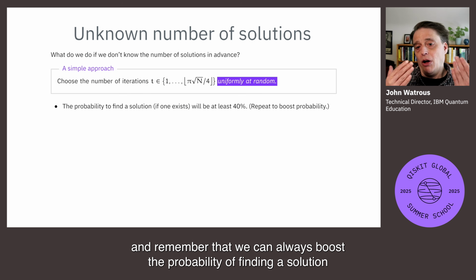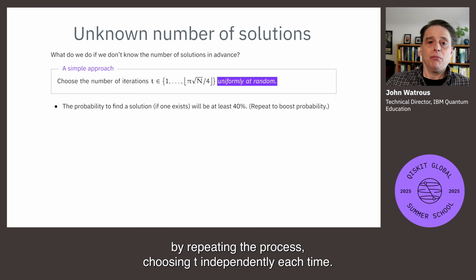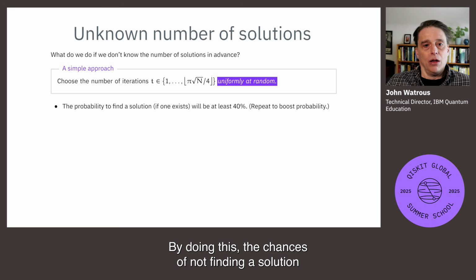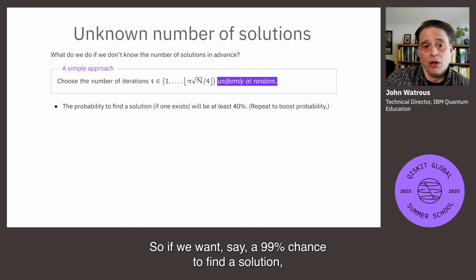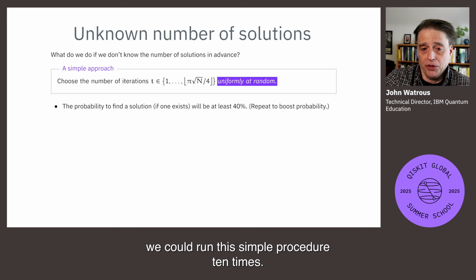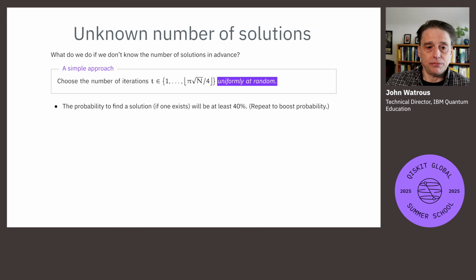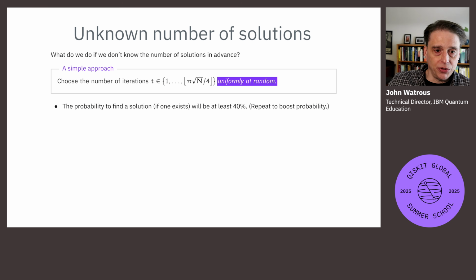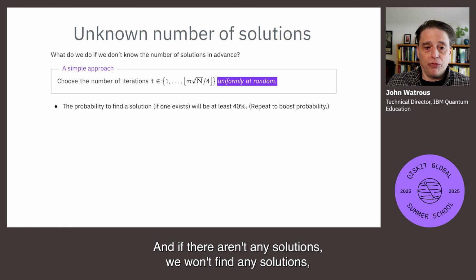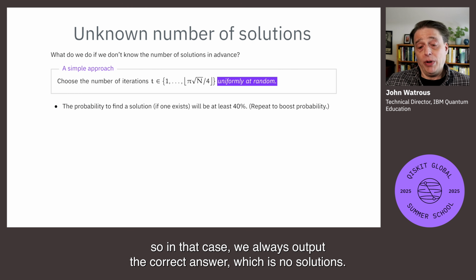And remember that we can always boost the probability of finding a solution by repeating the process, choosing t independently each time. By doing this, the chances of not finding a solution when there is one decreases exponentially in the number of times we repeat. So, if we want, say, a 99% chance to find a solution, we could run this simple procedure 10 times. Naturally, if we don't find a solution, we'll output no solutions. And if there aren't any solutions, we won't find any solutions. So in that case, we always output the correct answer, which is no solutions.